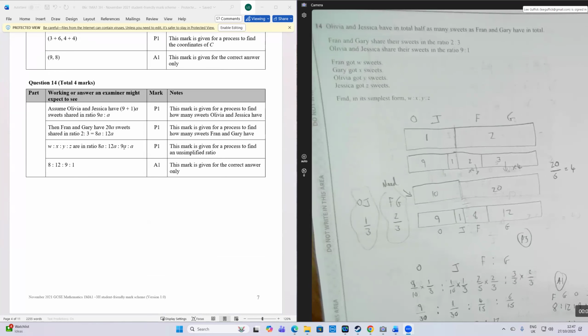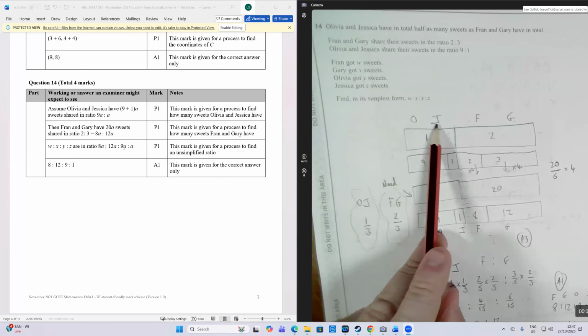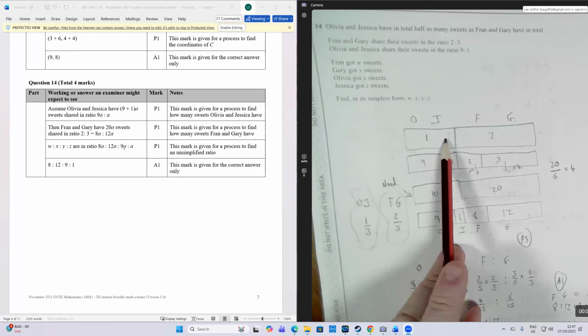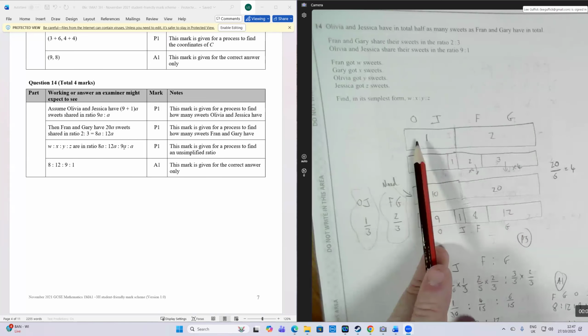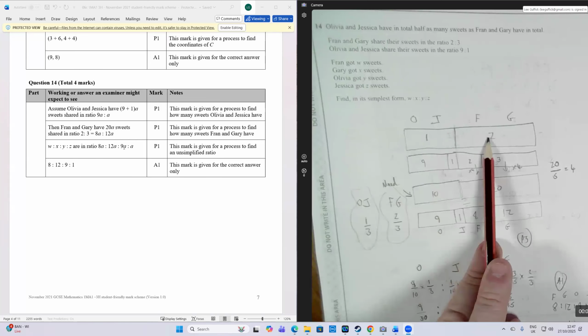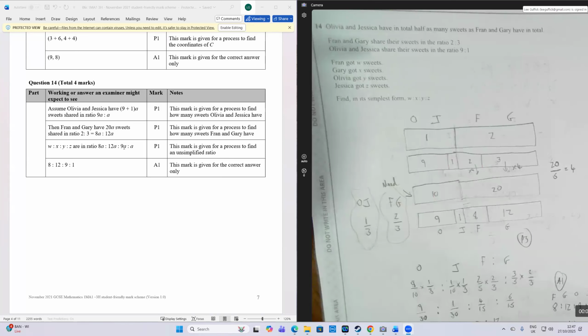Okay, let's have a look. So it says Olivia and Jessica have in total half as many sweets as Fran and Gary have in total. So let's think about that first of all. So here we have Olivia and Jessica. So the amount of sweets they've got is half the amount of sweets that Fran and Gary have got. Okay, so that means a ratio of 1 to 2. That seems all right, doesn't it?